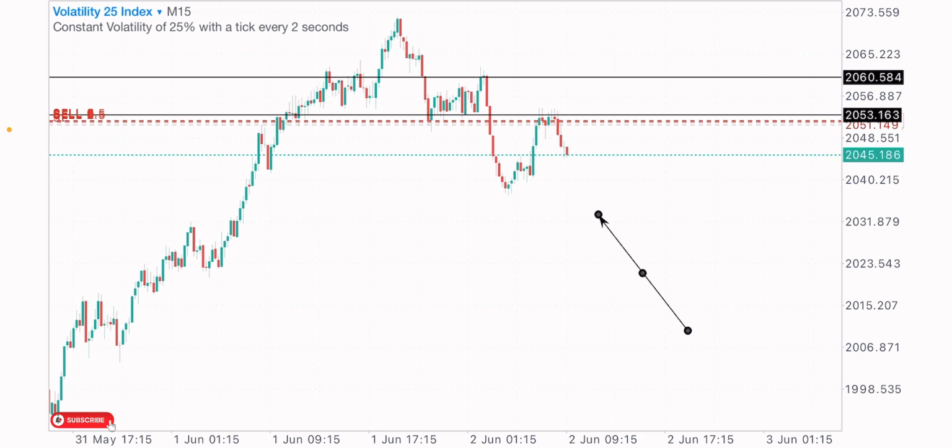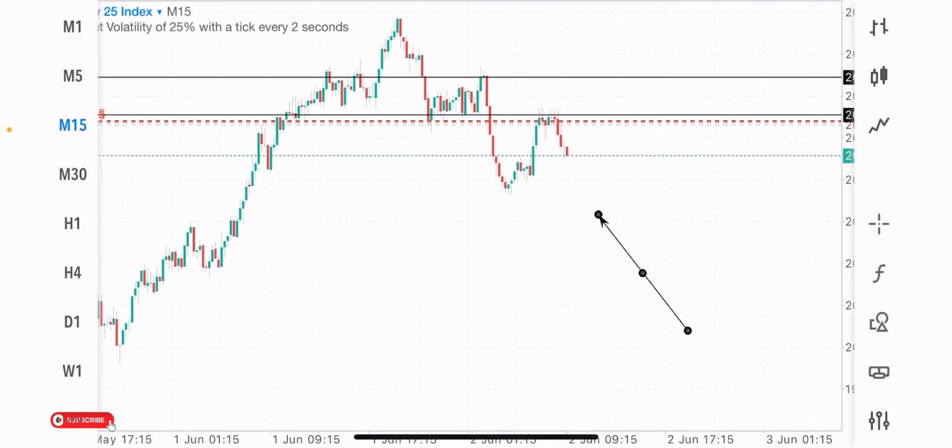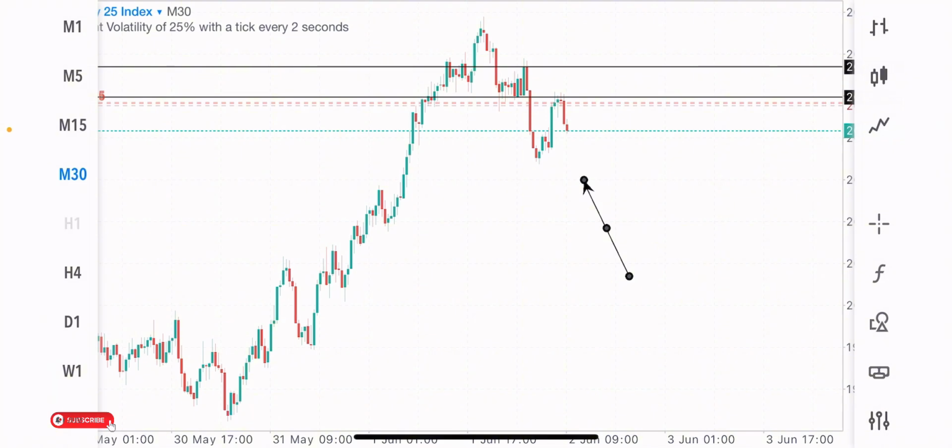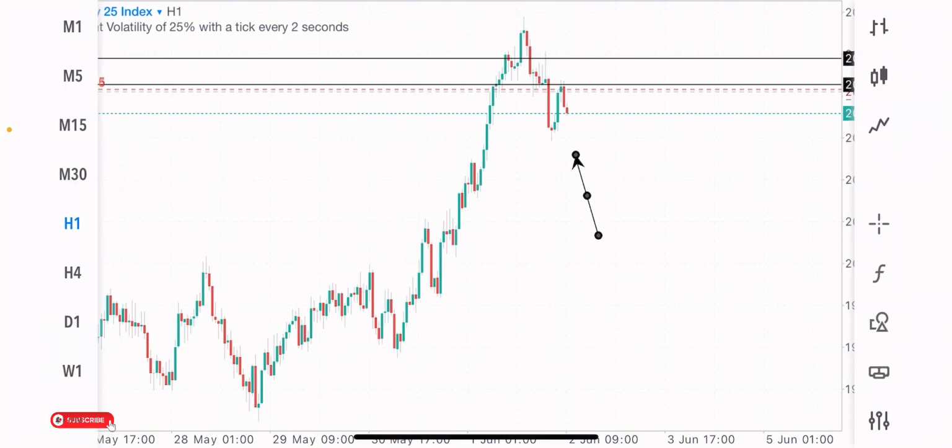I've closed about 60% of my positions and I've moved my stop loss below my entry. So I'm very much safe in this trade. That's why I decided to make a video on this trade here, on the sells I took on VIX 25 index.